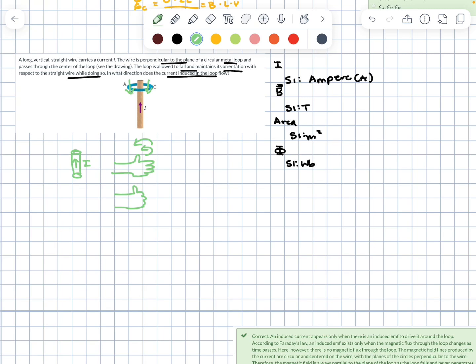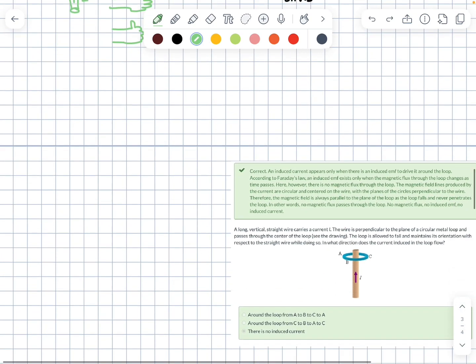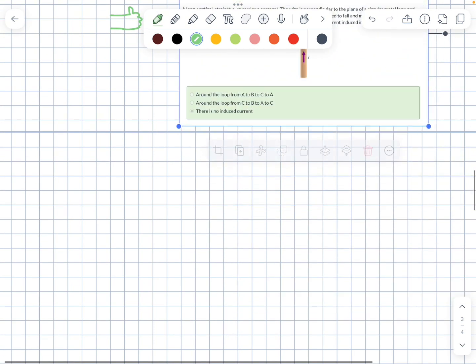So our answer would not be that the current is going around this way, nor is it going around this way. There's simply no current being formed through this because the magnetic field is not going through the loop here. So then the correct answer should be C, or the third option, and we're going to check that. And that's correct.